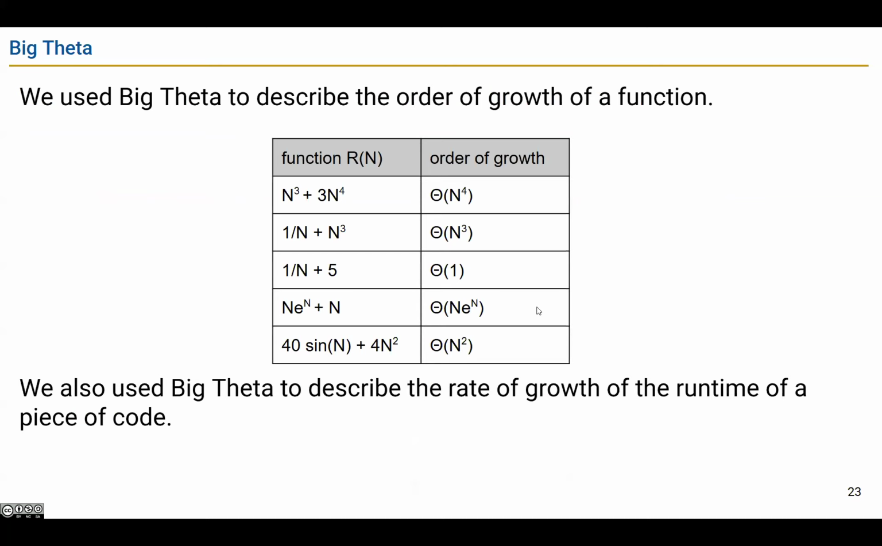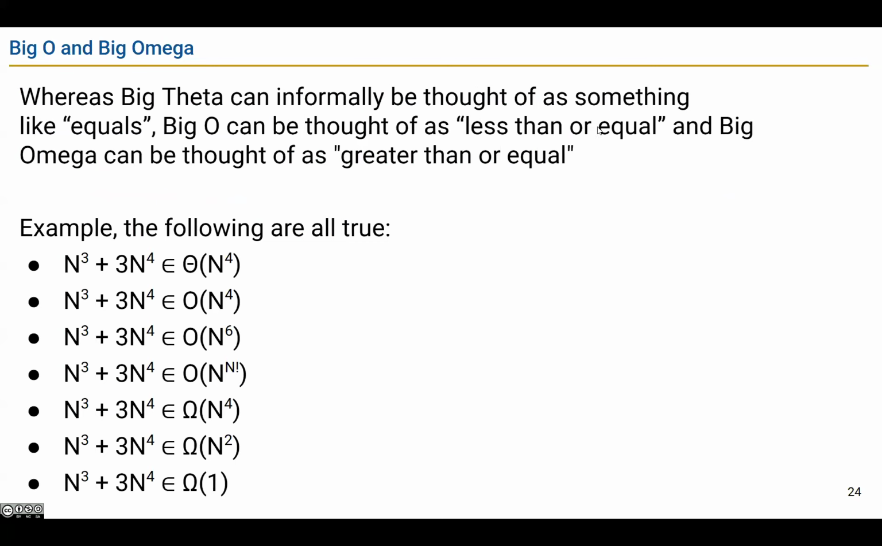But as it turns out, theta bounds aren't always the most convenient. Big theta is informally thought of as something like equals. So something like 3n to the fourth plus n cubed is approximately equal to n to the fourth, so we say it's theta of n to the fourth. We have two other symbols for when we can't get an equality, but we can get less than or greater than, kind of an upper bound and a lower bound. So big O can be thought of as less than or equal to, and big omega can be thought of as greater than or equal to.